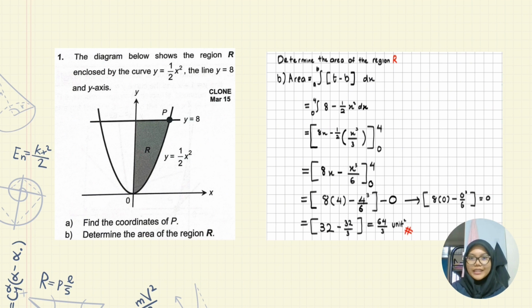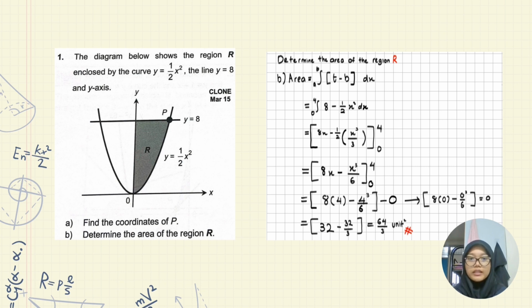Question B requires us to find the area of region R. First, we must know the lower and upper function. From the diagram and function given, we can know that our graph is parallel to the x-axis. So, from the diagram given, our upper function is y equals 8, while our lower function is y equals 1 over 2x squared. How to recognize it? Like I said before, look at the graph, starting from the x-axis upward.